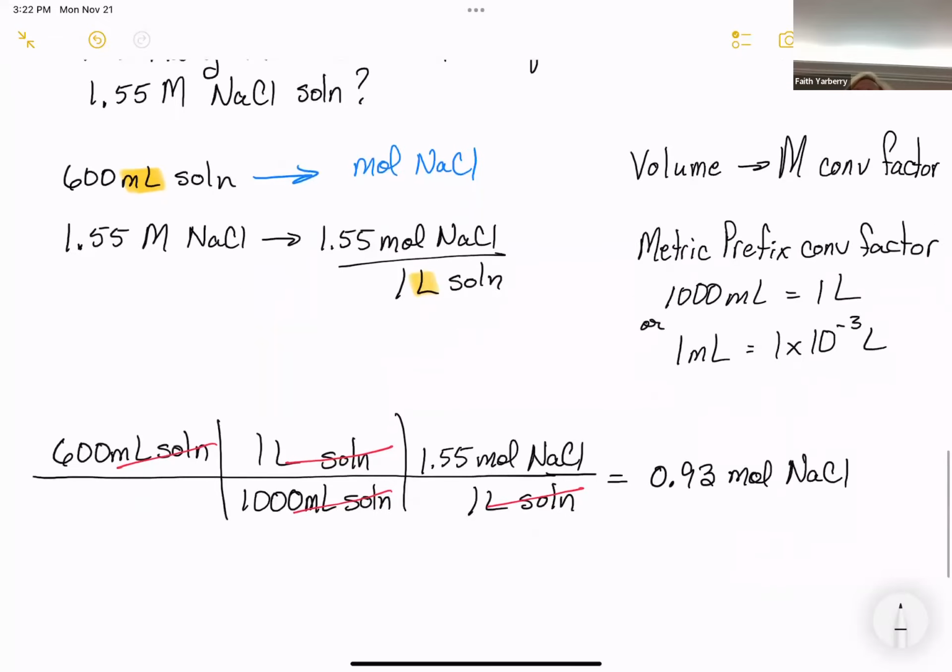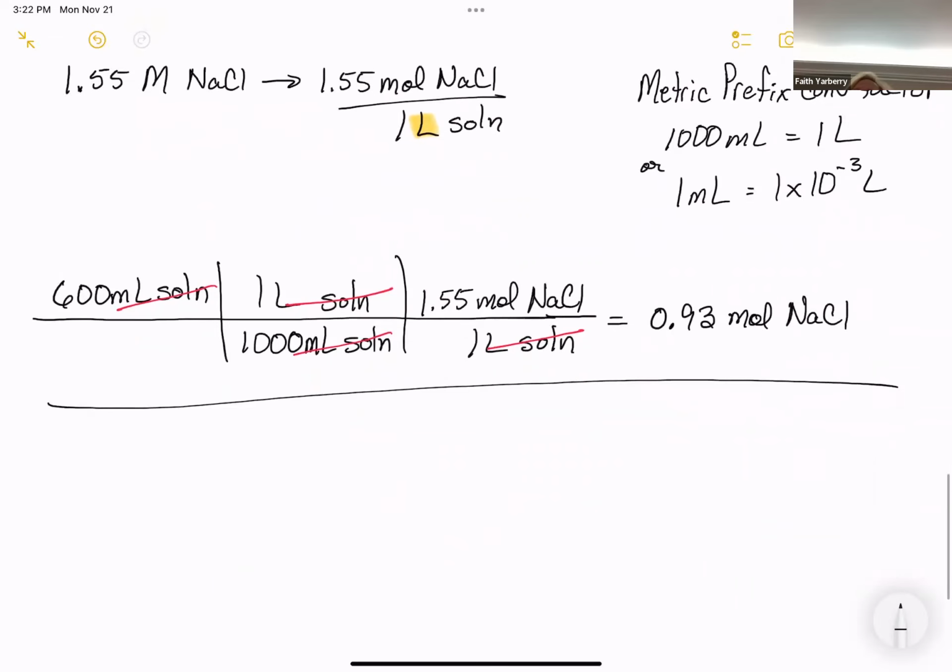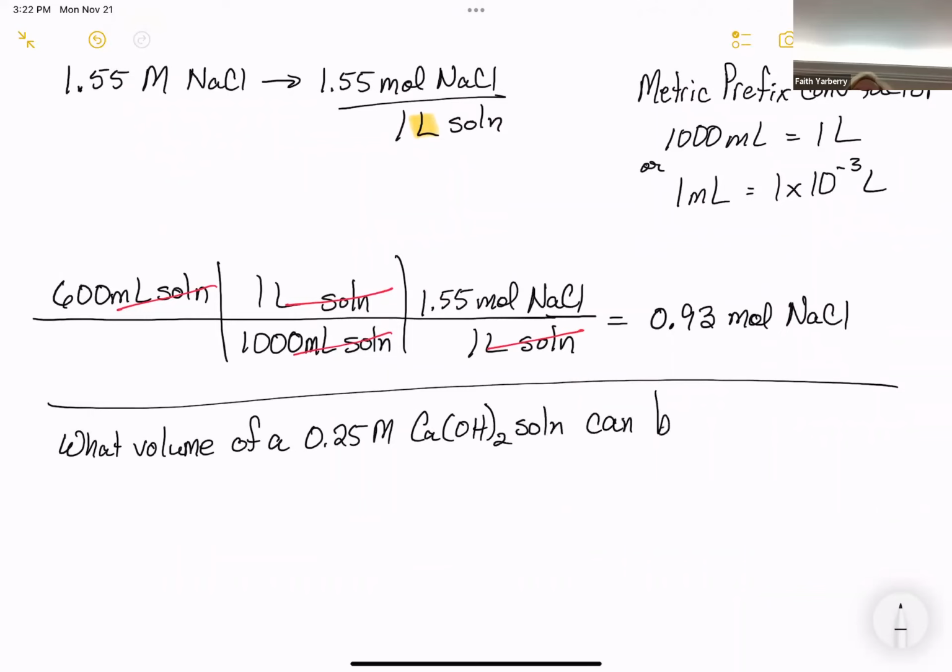Let's look at another one. What volume of a 0.25 molar calcium hydroxide solution can be made using 0.55 moles calcium hydroxide?